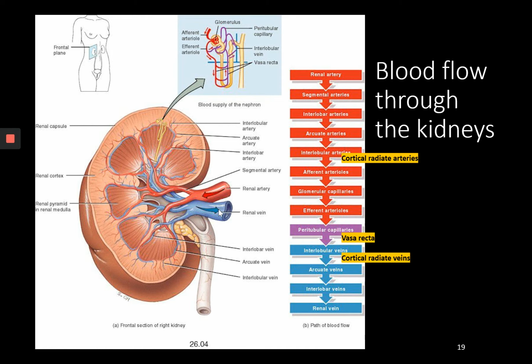So let's talk about that blood flow a little more fluidly so we're not pointing out the structures. We go renal artery, segmental artery, interlobar artery, arcuate artery, interlobular artery or cortical radiate artery, afferent arteriole, glomerular capillary, efferent arteriole, peritubular capillaries or vasa recta, interlobular veins or cortical radiate veins, arcuate veins, interlobar veins, and then renal vein. There's no segmental veins, and the interlobular arteries and veins could also be called cortical radiate.